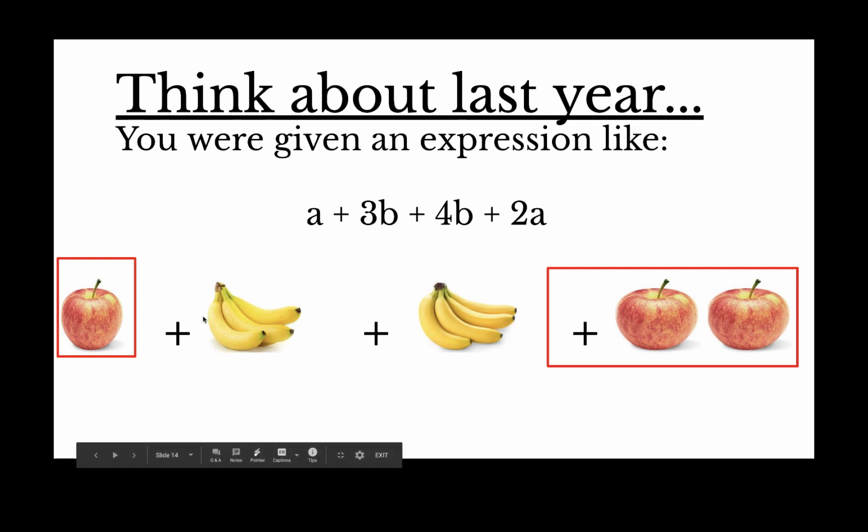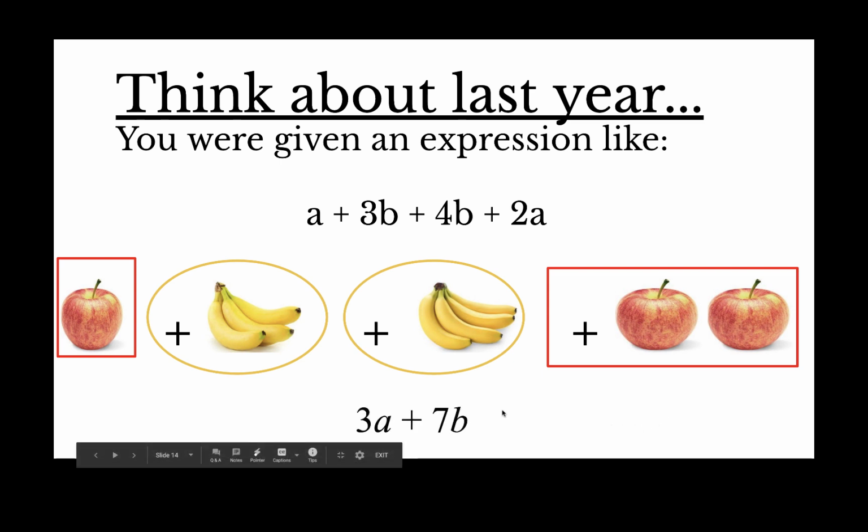So let's give them a different shape because I wouldn't combine them with the apples. And I'm going to always bring in the operation in front of it, the plus or the minus. So now I can combine my apples together. Altogether, how many apples do I have? 3 apples. And altogether, how many bananas do I have? 7 bananas. So we just simplified the expression using combining like terms.